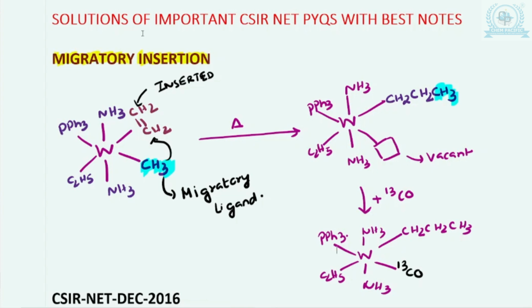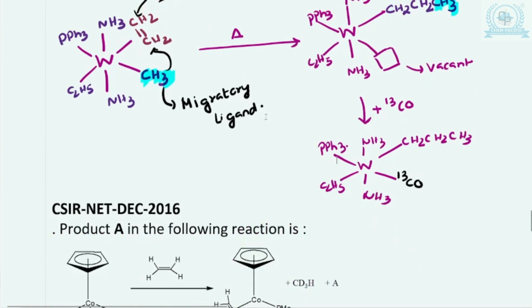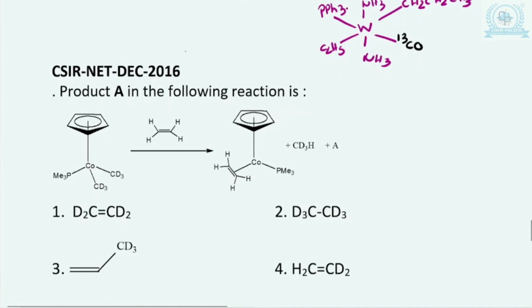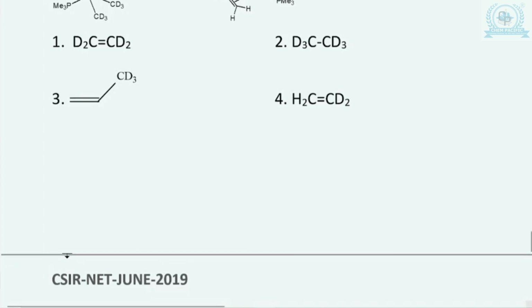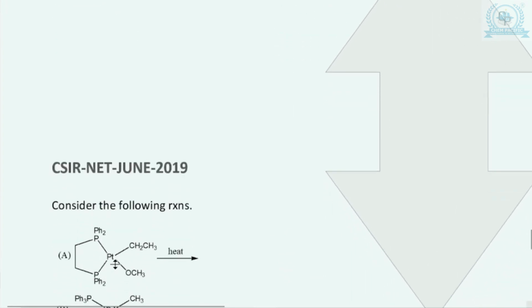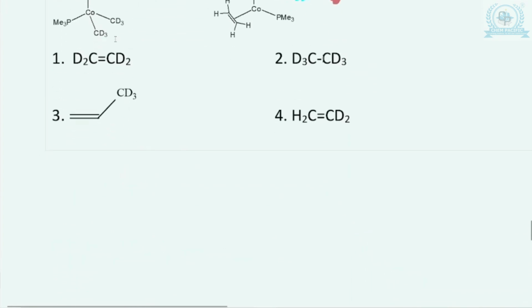Now let us solve all those questions. Now the first question is CSIR-NET December 2016. Now let's solve this question. This is very important. So they're asking, what is going to be the product? They're asking what is going to be A. This is very important, and this is the same concept we have studied, which we are going to solve here. Now let's solve it. So solution.